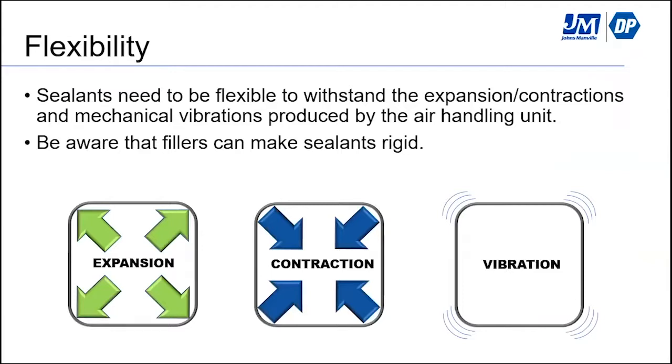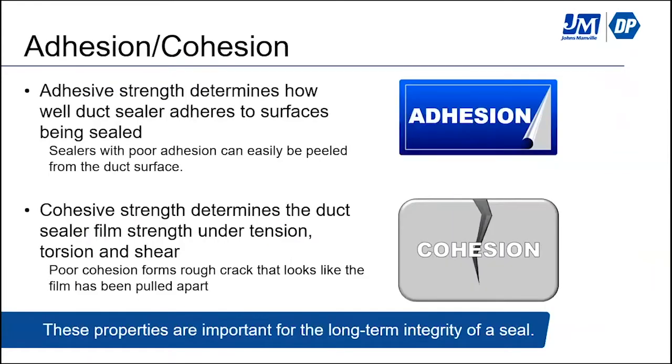A sealant that has a high concentration of polymers, which is rubber and glue, will be flexible. One that uses a lot of filler will be rigid and will not be able to hold up to the movement of the duct system. Adhesion, cohesion. Adhesion is the ability of the sealant to stick to the metal. Cohesion is basically how strong that film is when the duct starts moving.